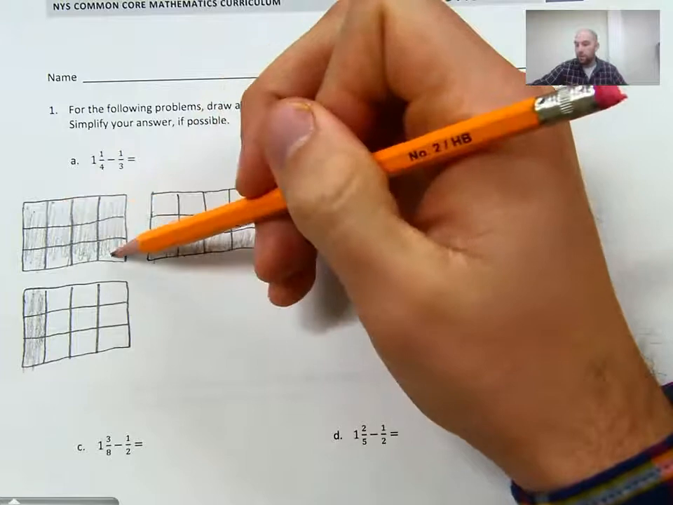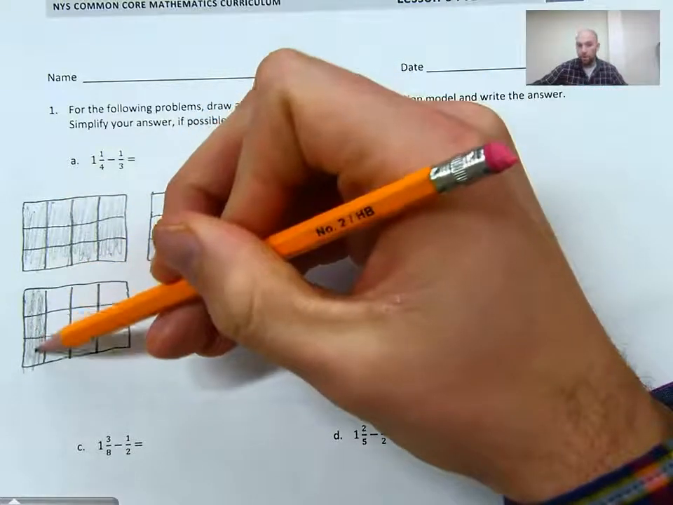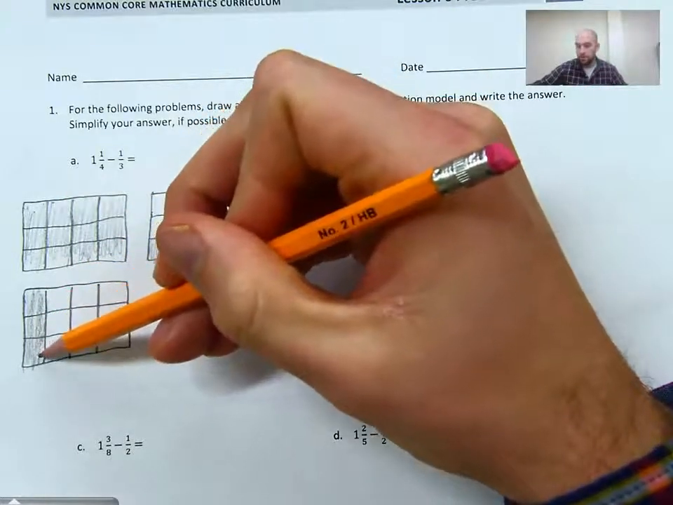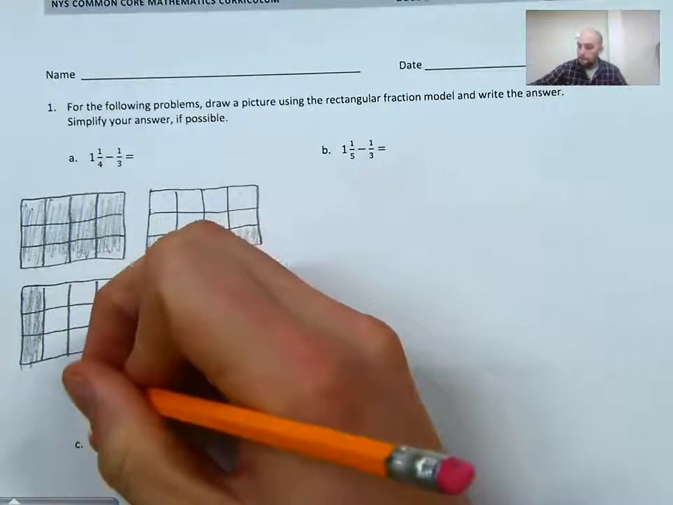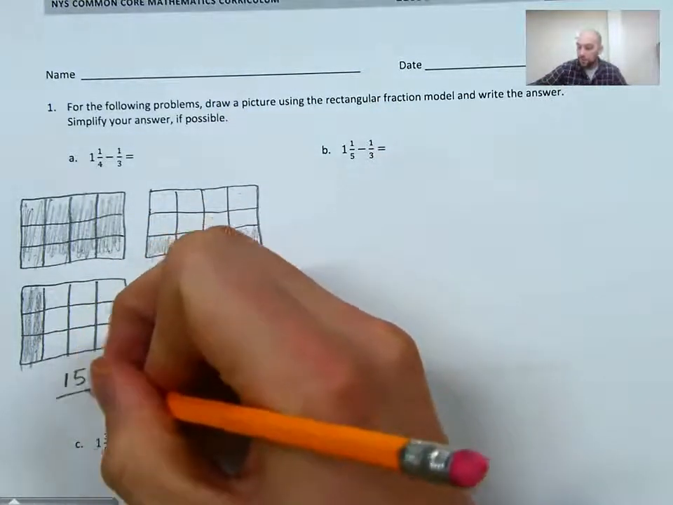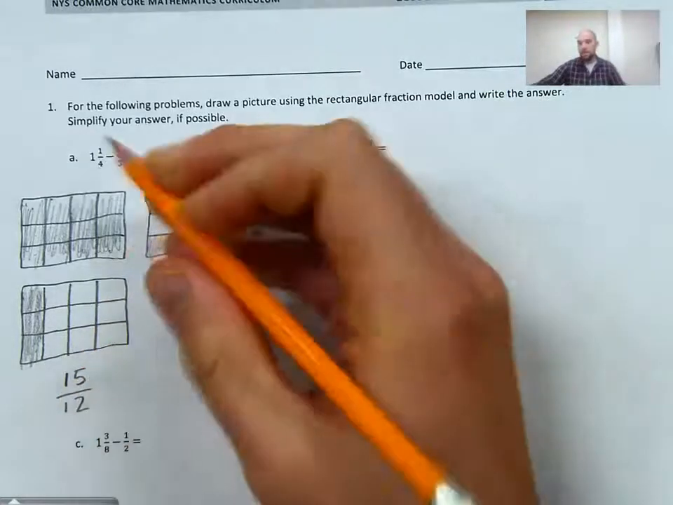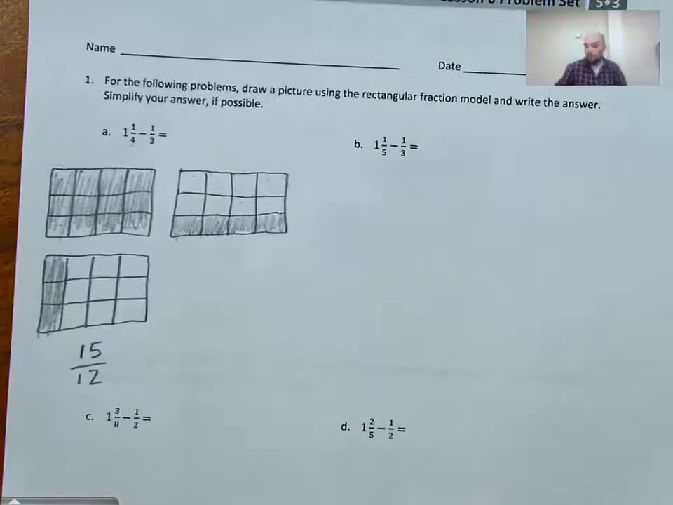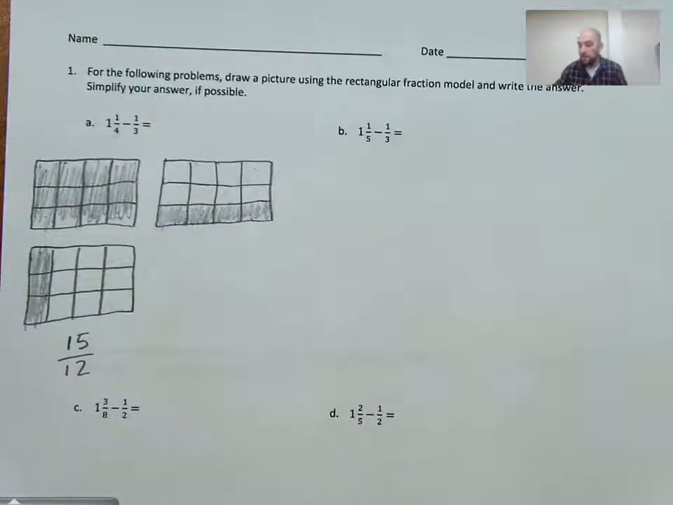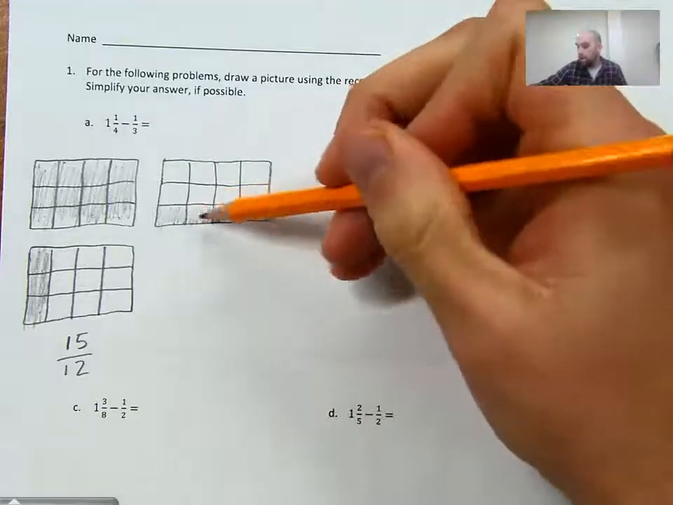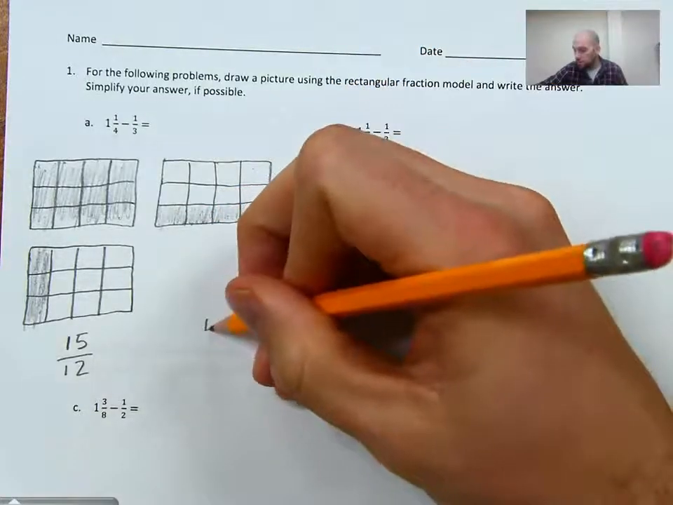Right here I have 12 twelfths plus 3 more. 1, 2, 3. That gives me 15 twelfths. That's what 1 1/4 would be. It's equivalent to 1 1/4. It's expressed as an improper fraction. Here I have 1, 2, 3, 4 twelfths.